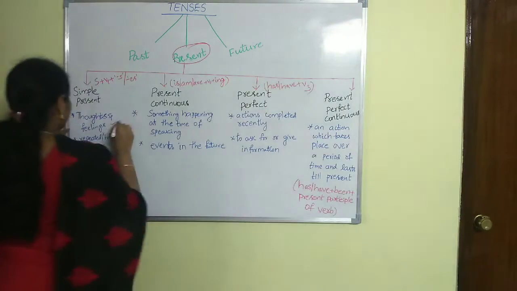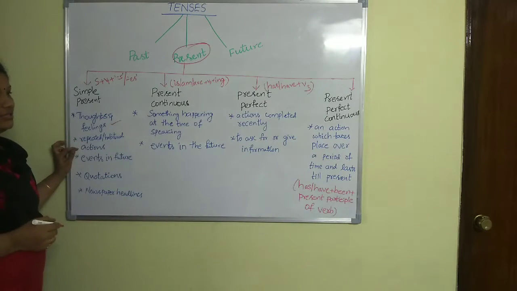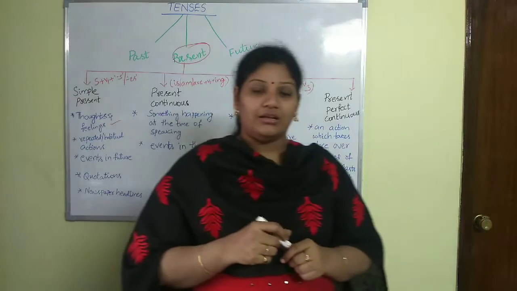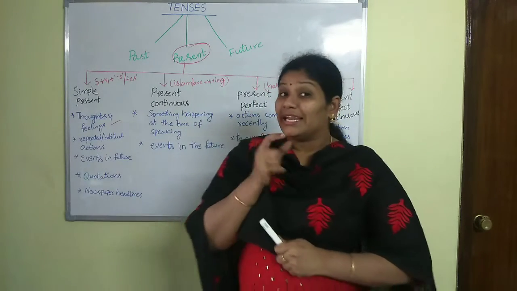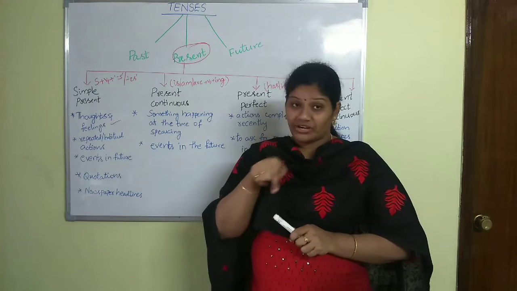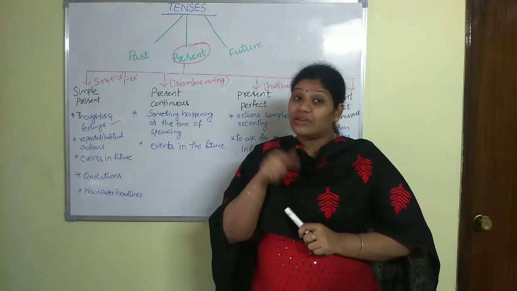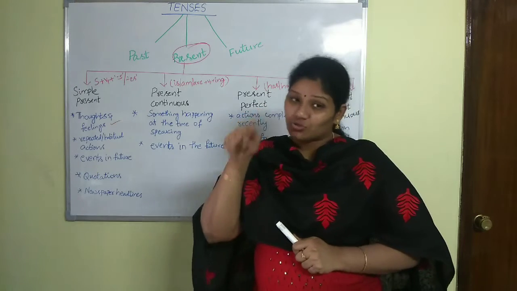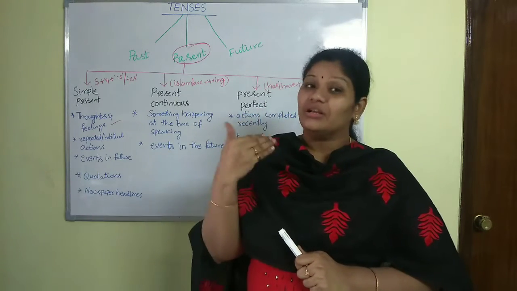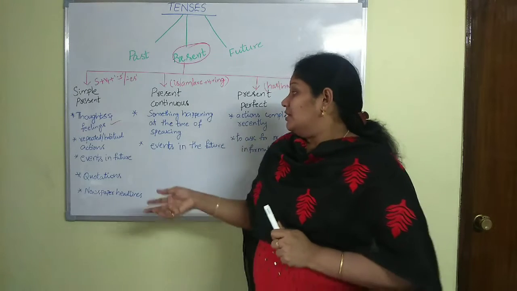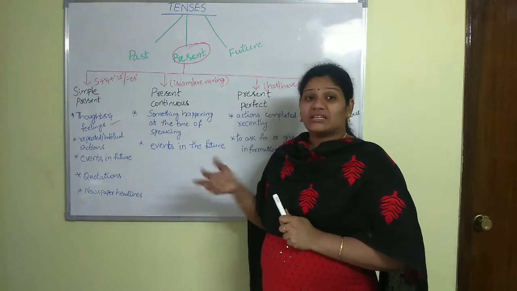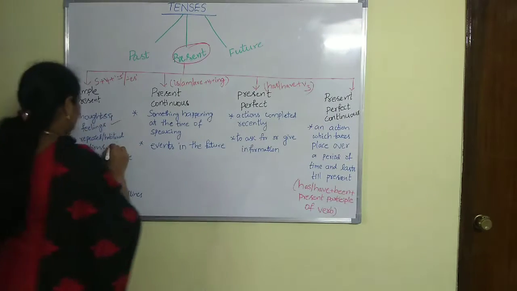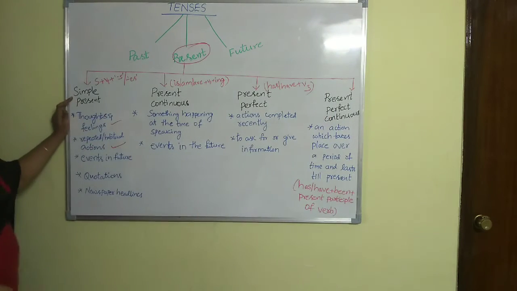Then repeated or habitual actions. He goes for a walk every day in the evening. So here, he goes for a walk. He must have gone for a walk yesterday in the evening. He will go for a walk today in the evening, and he will go for a walk tomorrow in the evening, and even after, maybe after 10 years. So it's a repeated action and it's a habitual action. So in that case we use simple present tense.